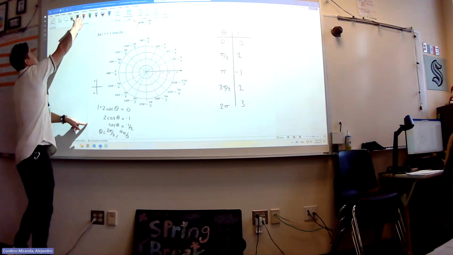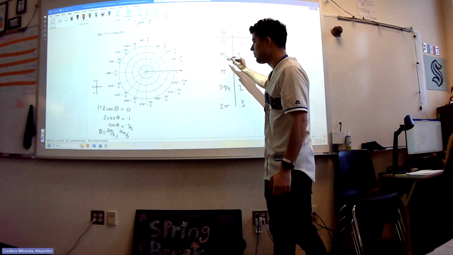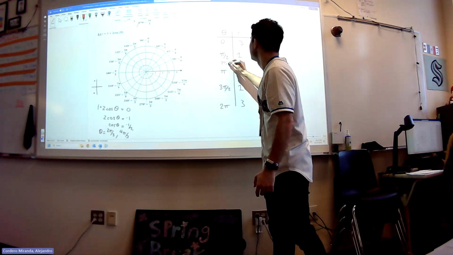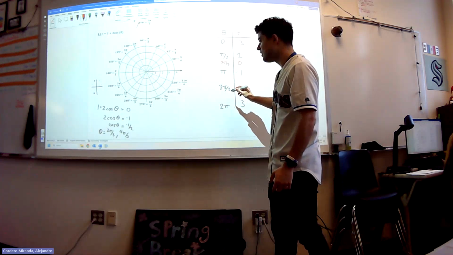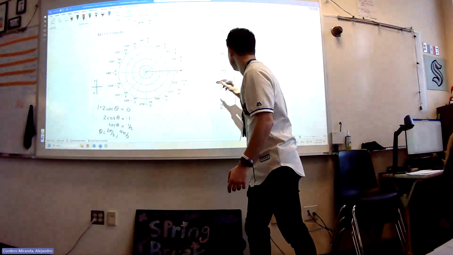Cool. Okay, so I know here I'm going to cross from positive numbers to negative numbers at 2 pi over 3 here, and 4 pi over 3, which is here, between pi over 2 and 3 pi over 2.